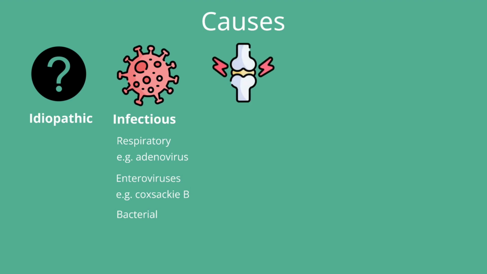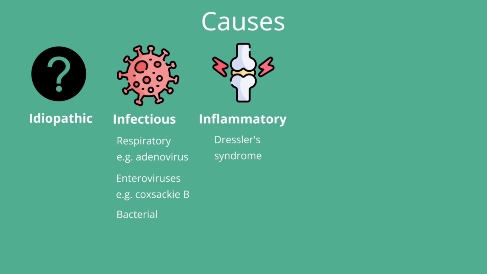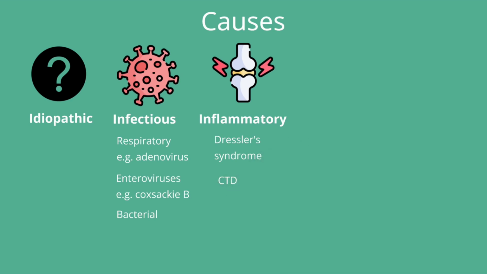Next, inflammatory and autoimmune causes. Dressler's syndrome describes pericarditis that usually develops weeks to months post-myocardial injury, such as myocardial infarction or surgical or percutaneous intervention. It is thought that the initial myocardial injury causes damage that exposes new antigens to the immune system, which then results in an autoimmune attack on the pericardium. Similarly, inflammatory connective tissue disease can also cause pericarditis, such as lupus or rheumatoid arthritis.